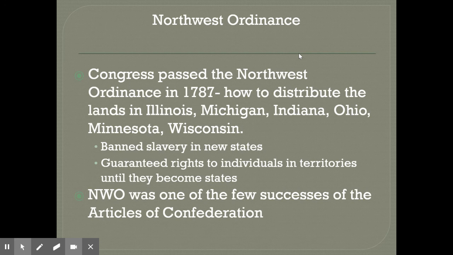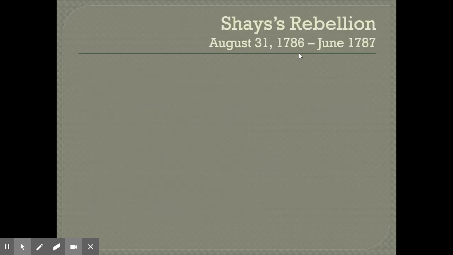And the Northwest Ordinance was one of the few successes of the Articles of Confederation. So them setting this up and giving statehood to these states and things like that, that was what was looked upon, looking back, as one of the few successes of the Articles of Confederation.